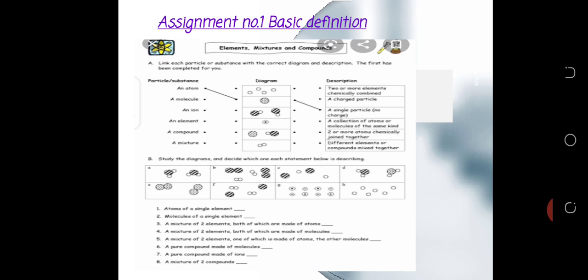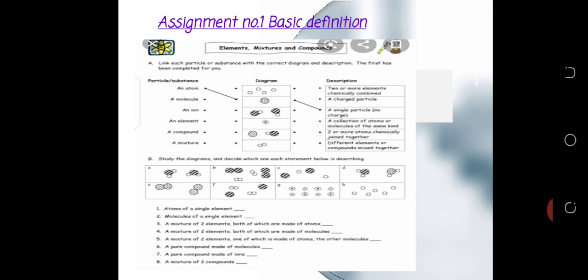And here is your assignment. In it you have to distinguish which one is an atom, which one is a molecule, which one is an element, compound, and mixture. You have to just match with the description and with the pictures given in the diagram. Okay? You have to study the diagram and decide which thing this is. Either it is an element, molecule, ion, compound, or mixture. You have to just do element, compound, and mixture.